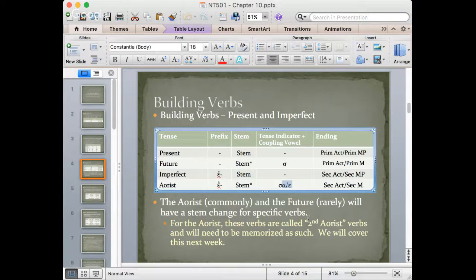So the aorist commonly, the future rarely, will have a stem change for specific verbs. For the aorist, these verbs are called second aorist verbs, and they'll need to be memorized as such. We'll cover this next day, tomorrow. What I will say is that there's some memorization work there with second aorist verbs. You're just not going to get around it. It's going to be a lot of work. We don't need to worry about that now because we're not dealing with those today. But tomorrow, just know that there's going to be some work.